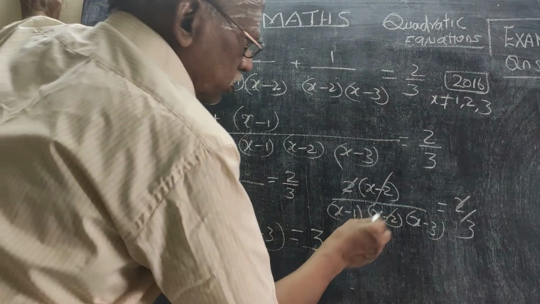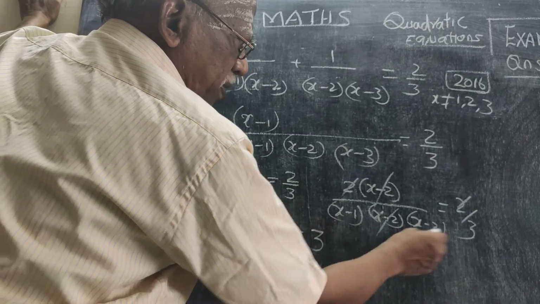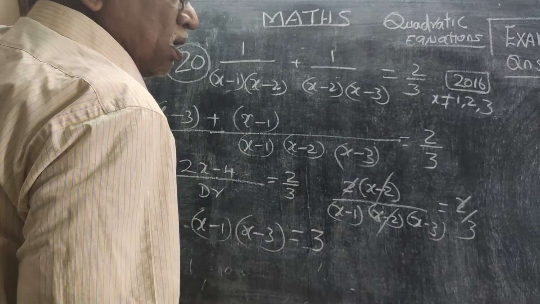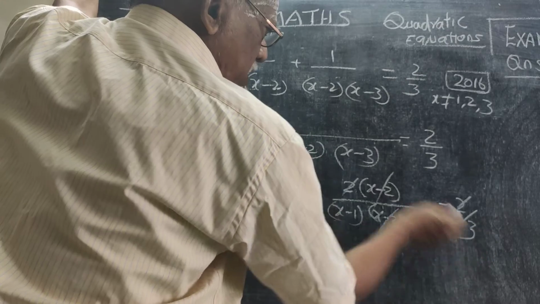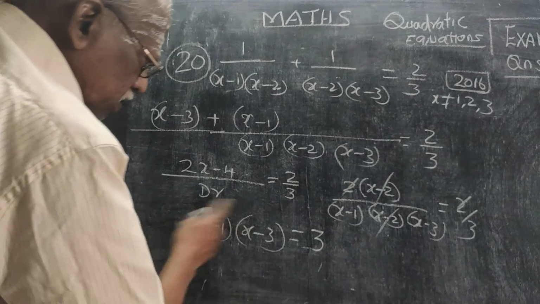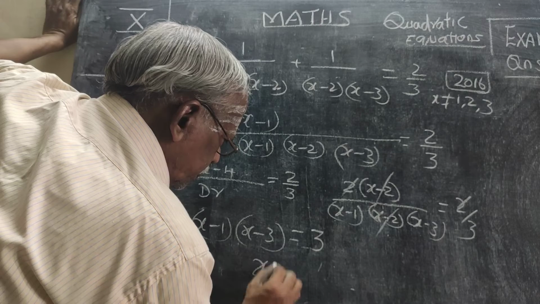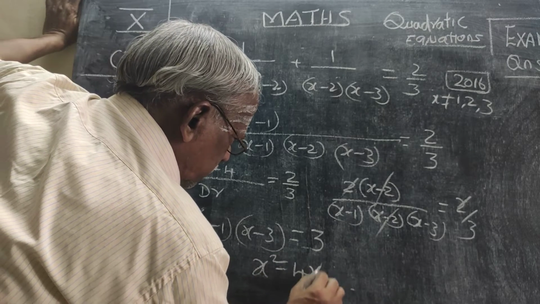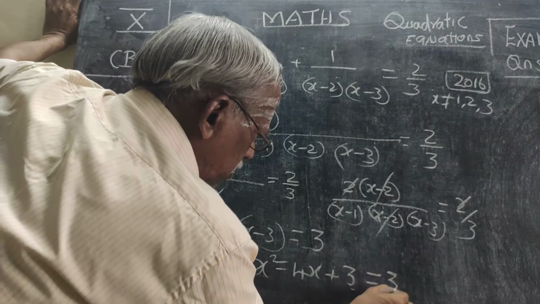So you have cancelled it. This also you cancel. What is remaining here? x minus 1, x minus 3, that is equal to 3. Or those students who are not very familiar with that, you just take it here and this 3 you take it here, you will be getting it. Anyway, you can do it. Now multiplication of this, what you will be getting here, x square minus 4x plus 3 equal to 3.